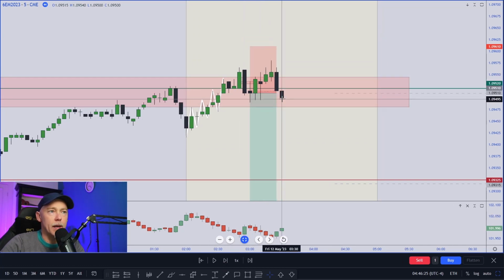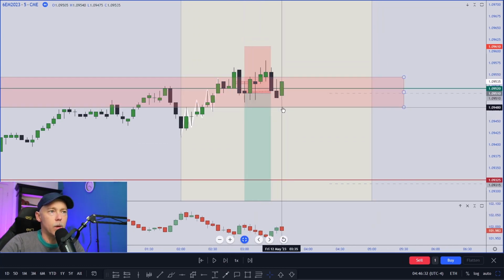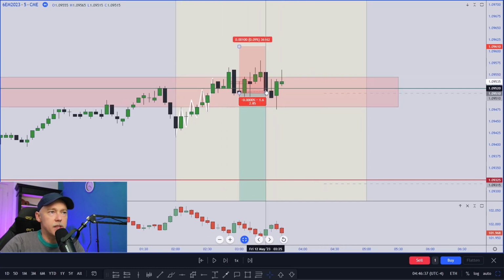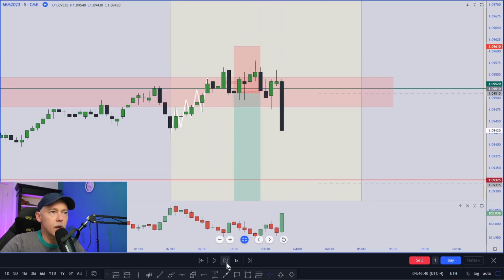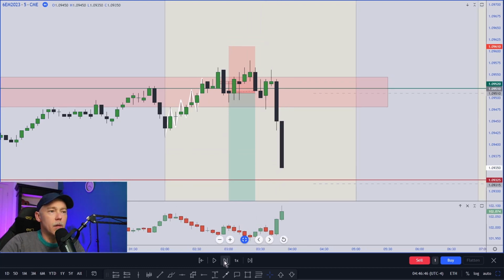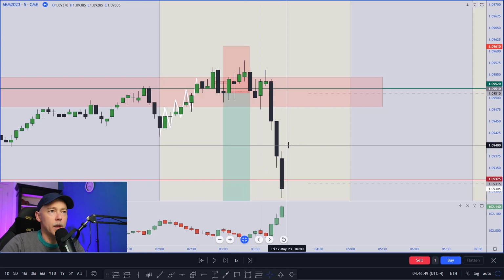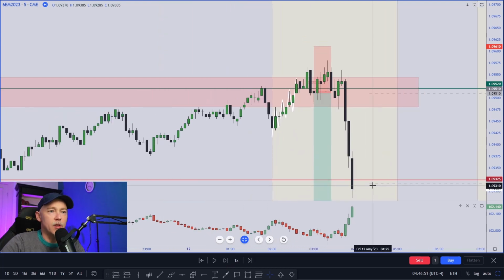Price starts moving back down again. And then we move down, we break low here. Price is still kind of meandering. Then we get this move down. And boom, we're off and away. And I exit the trade down here.